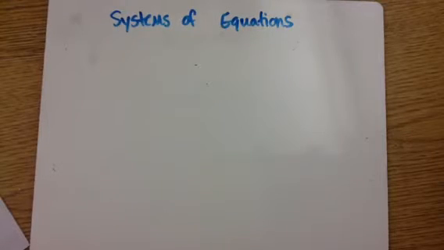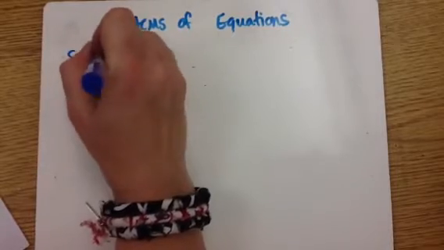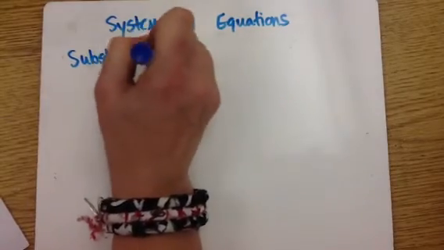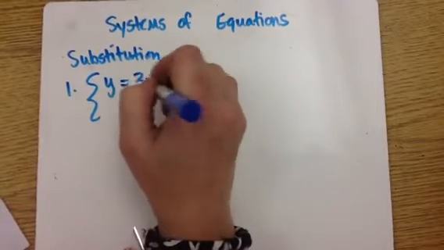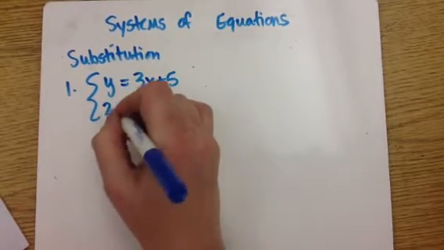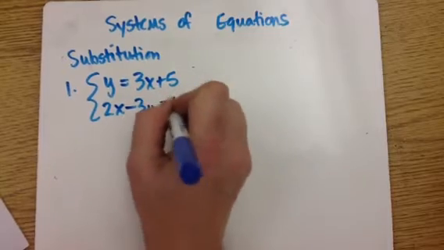Let's begin our review of solving systems of equations. The first method we're going to use is substitution. Number 1 is y equals 3x plus 5. Number 2 is 2x minus 3y equals 6.